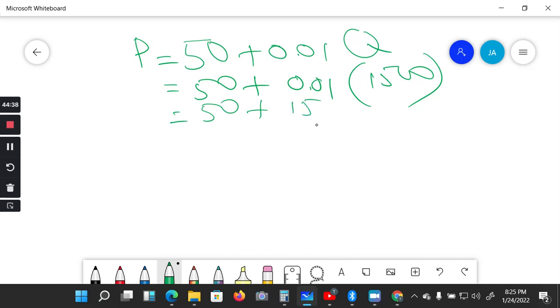And we get P is equal to $35. This is the profit maximizing price.